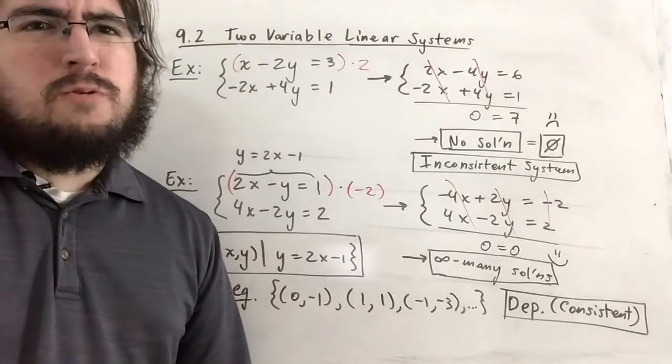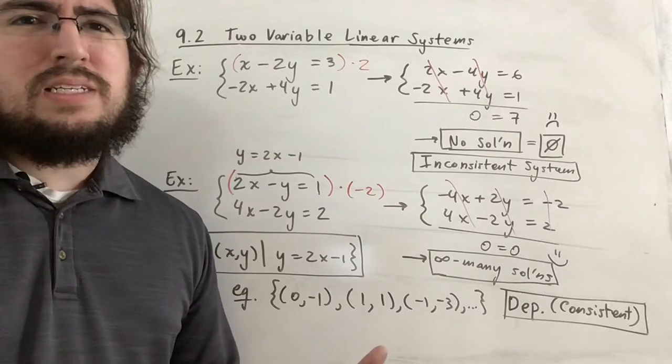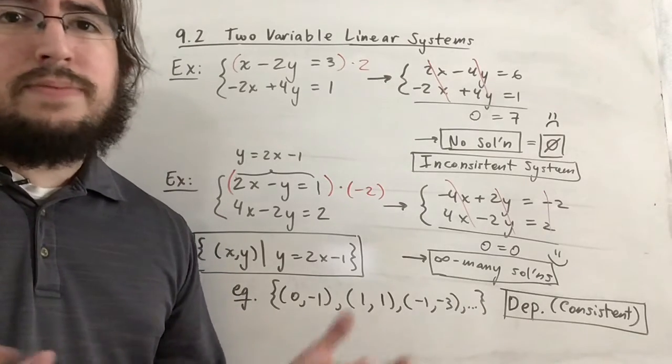All right, so honestly that really concludes 9.2. That's really all I wanted to discuss: elimination, types of linear systems, and that's really it.